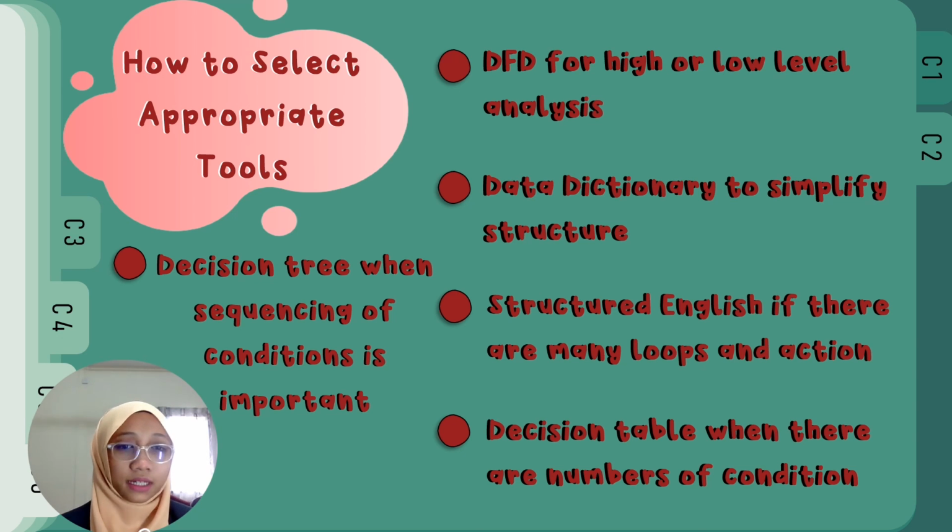How to select appropriate tools? First of all, DFD for high or low level analysis. Second, data dictionary to simplify structure. Third, structured English if there are many loops and actions. Next, decision table when there are a number of conditions. And lastly, decision tree when sequencing of conditions is important.